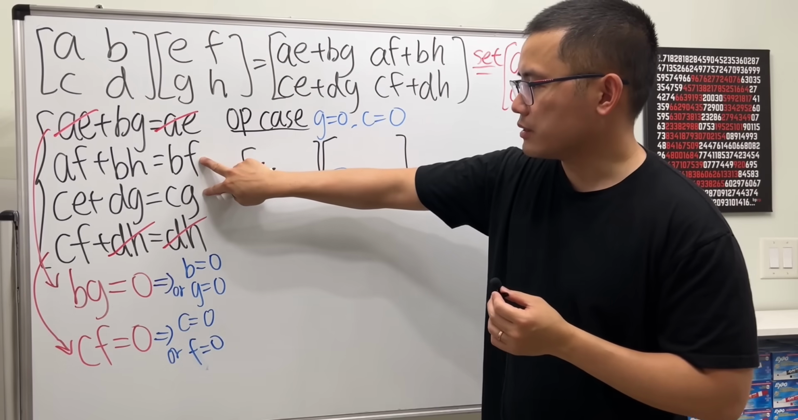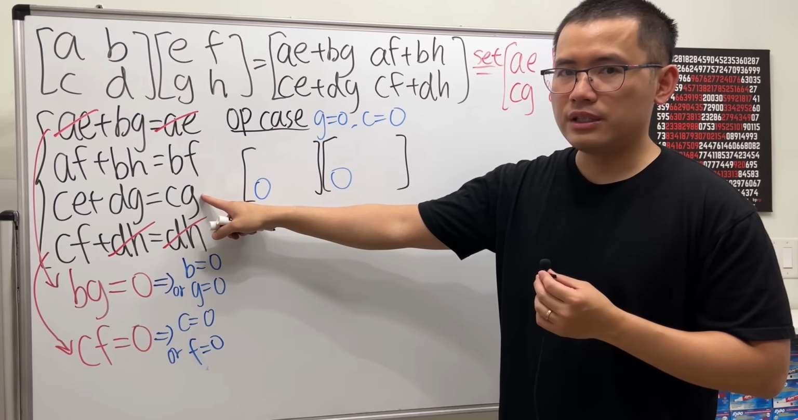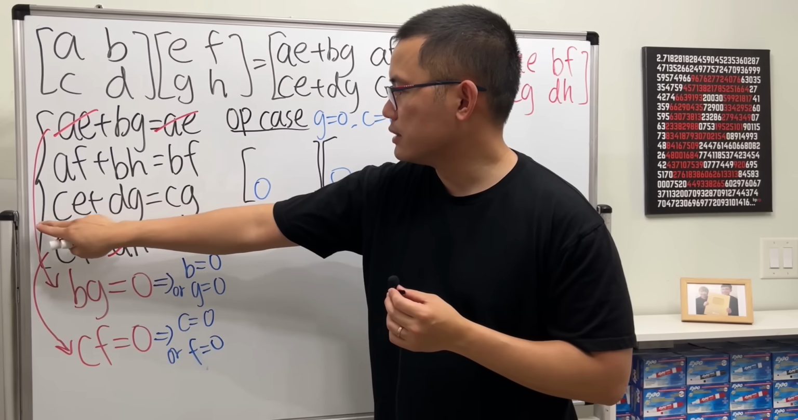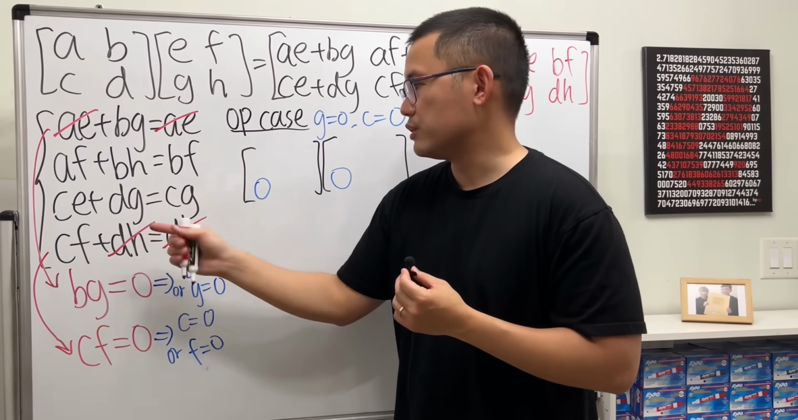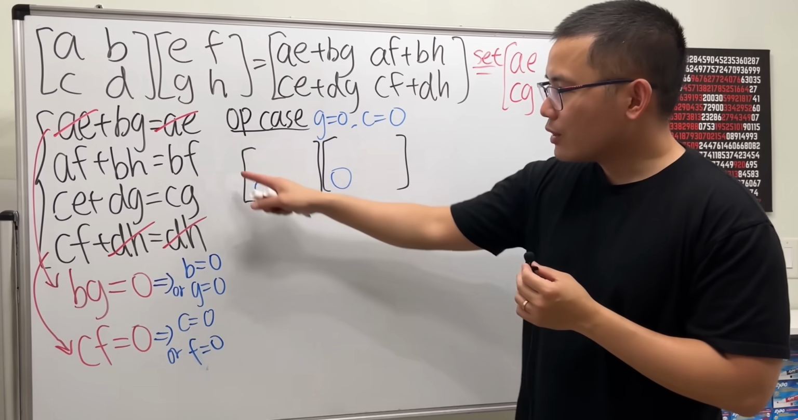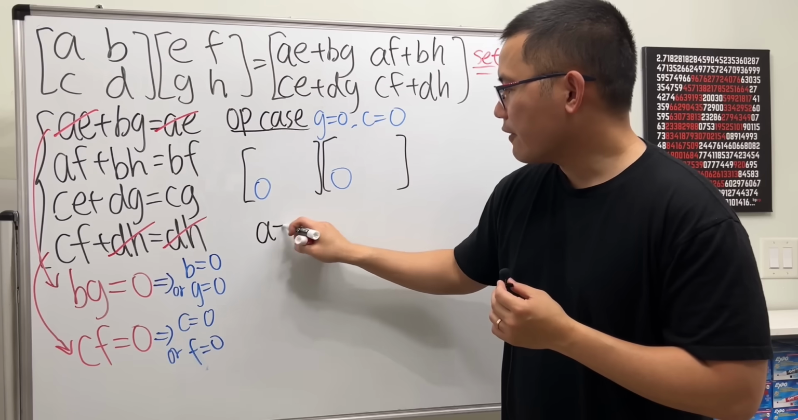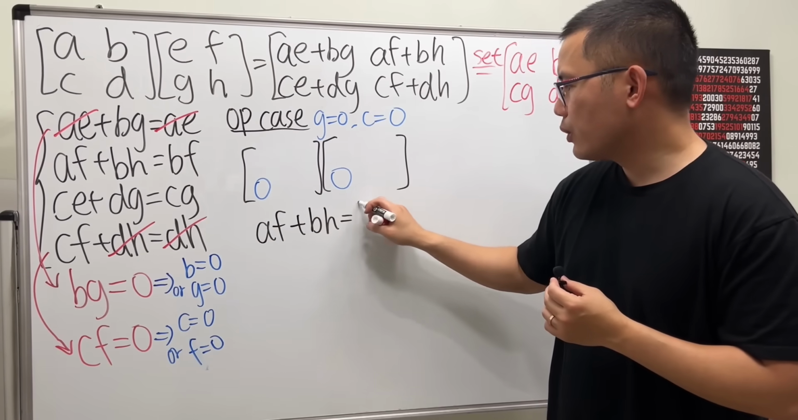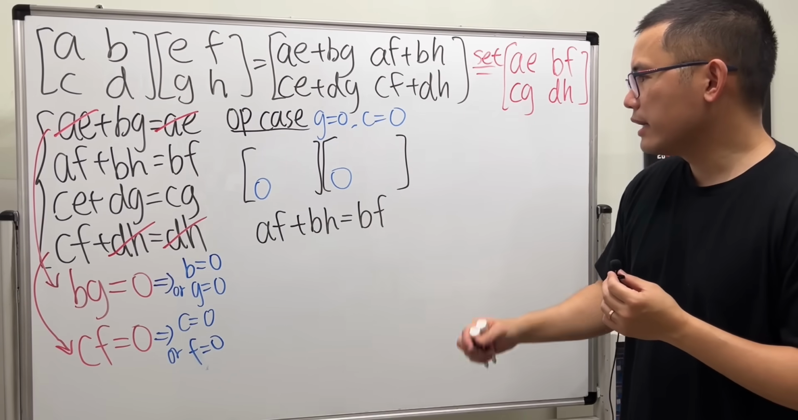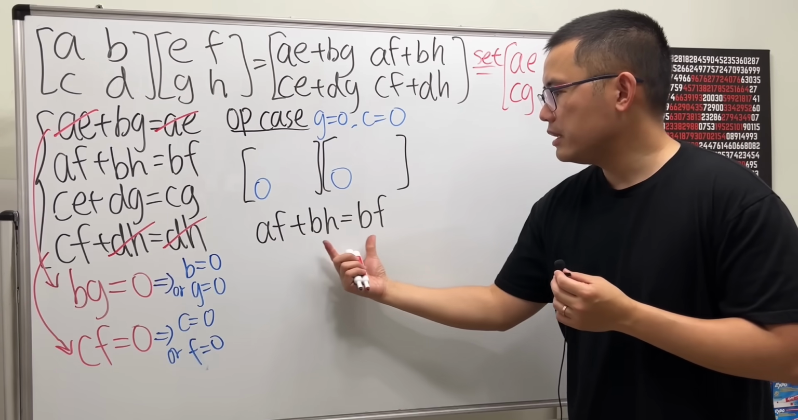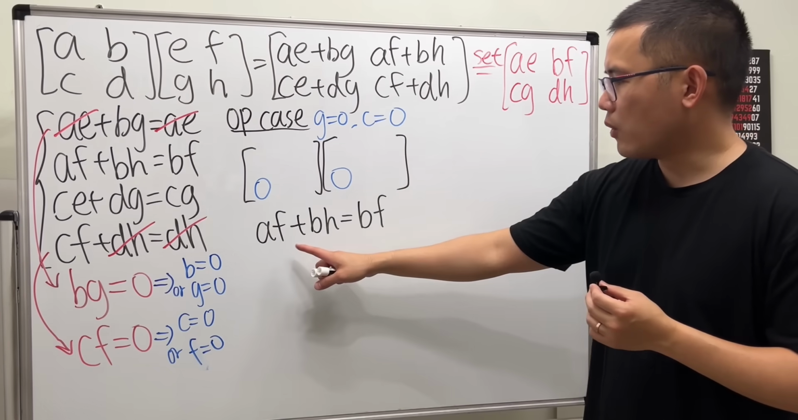Now we are going to focus on this too. With the same reason though, I will tell you that the third equation doesn't do us any good. Because when C is equal to 0, this is just 0. When G is equal to 0, this equation is just 0 equal to 0, so it cannot do anything. So our last hope is the second equation, AF plus BH is equal to BF. Depending on what you want to isolate, maybe the B or maybe the F, it's up to you. Doesn't really matter. Let's focus on solving for F.